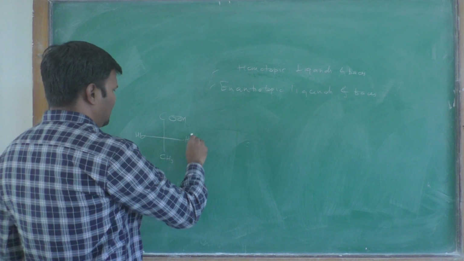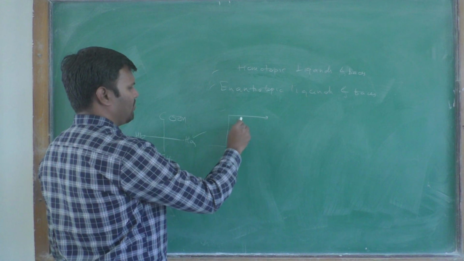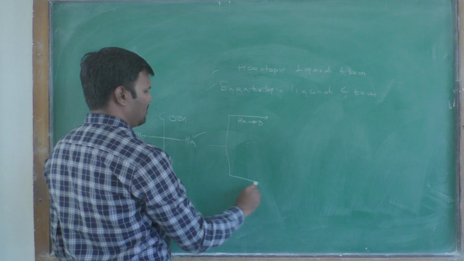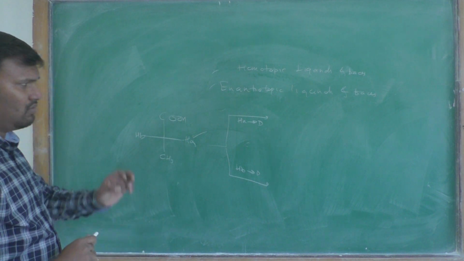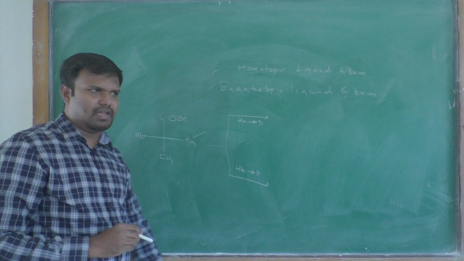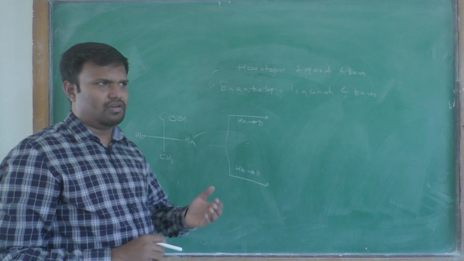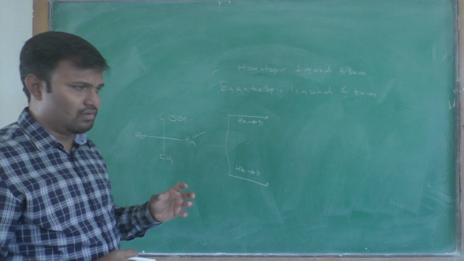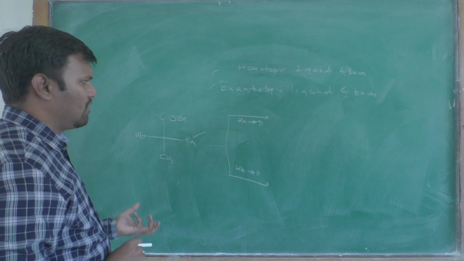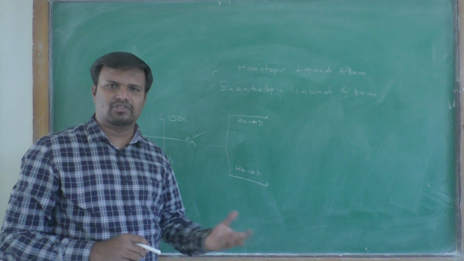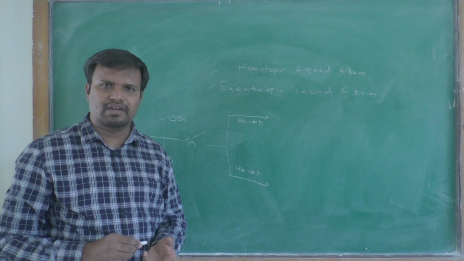When you replace HA with deuterium, or HB with deuterium, to find out whether your ligands are enantiotopic or homotopic, we have two types of criteria. Already we have discussed them. By considering these criteria we will predict whether your ligands are homotopic, enantiotopic or diastereotopic. These criteria are the substitution addition criteria and the symmetry criteria.